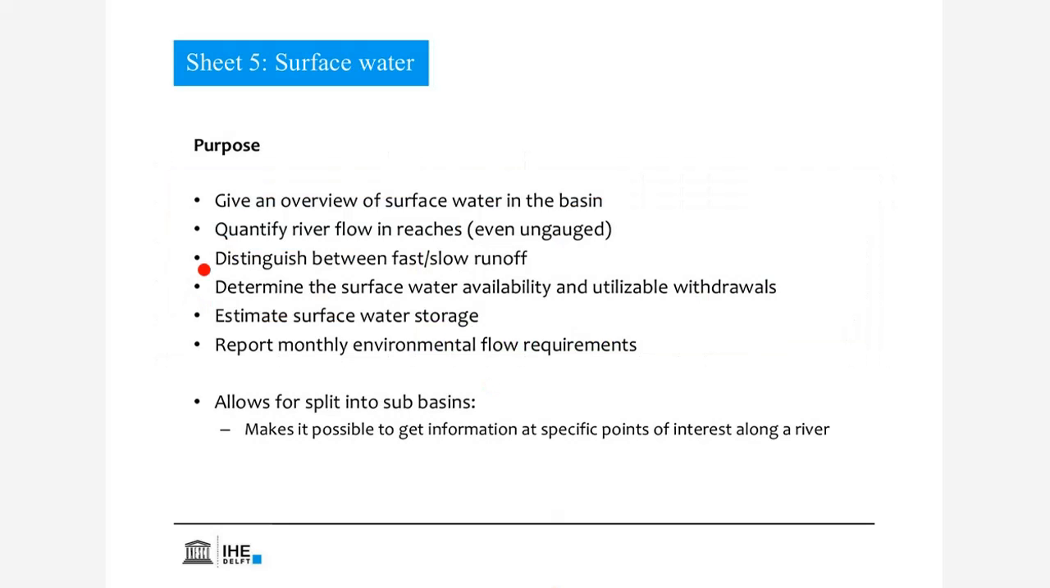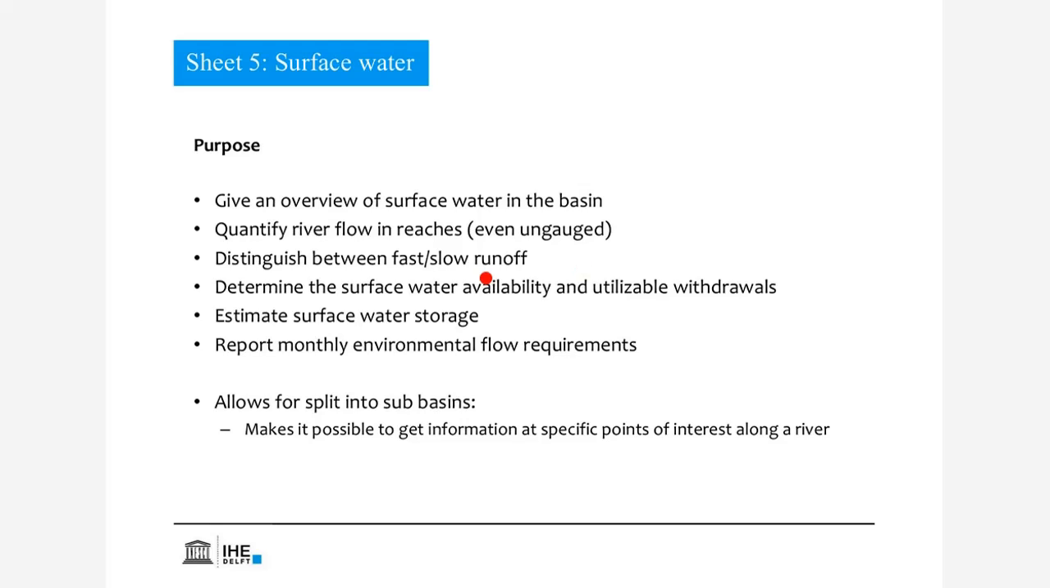Then we have sheet 5, which is used to report on surface water conditions and to give an overview of what is happening to surface water resources. It's used also to give an estimation of the river flow in ungauged river basins, and to make a separation between what we call fast and slow runoff. So the slow runoff is usually the base flow or the dry weather flow, and the fast runoff is mainly driven by the rainfall and by heavy storms.